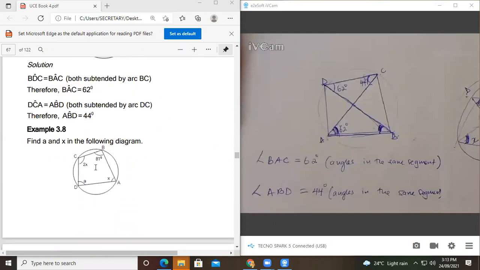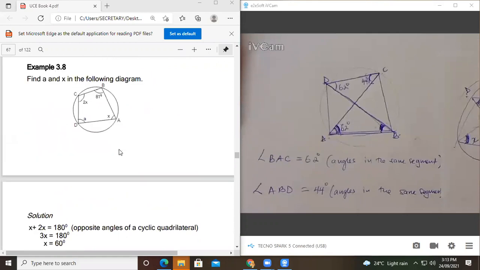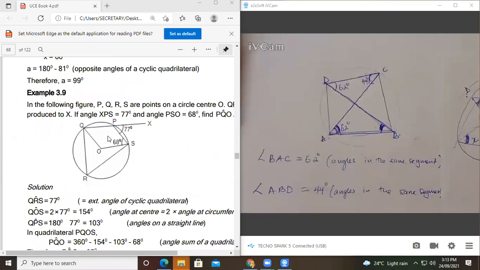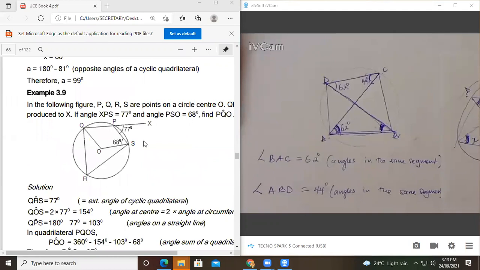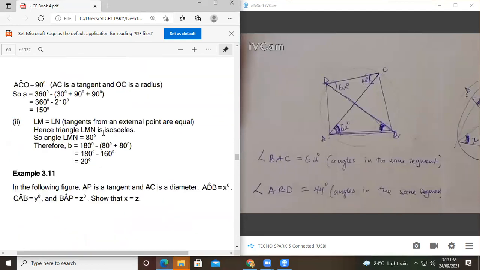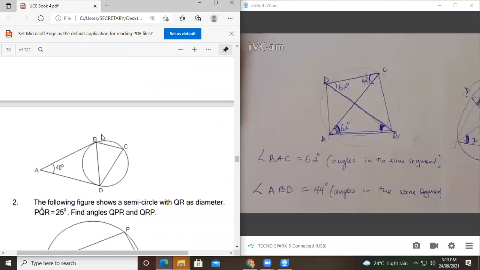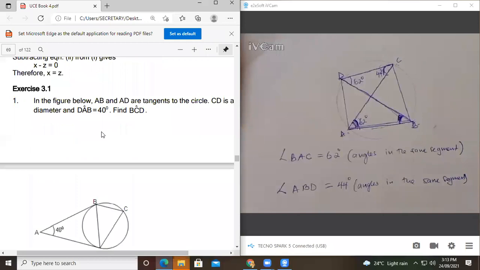All right, I want us to go to the exercise. So ABD is 44, BA is 62. This one we did. Did we do this one? Yes, yeah, we did that. I remember we did this. We proved. So let us go to the exercise.